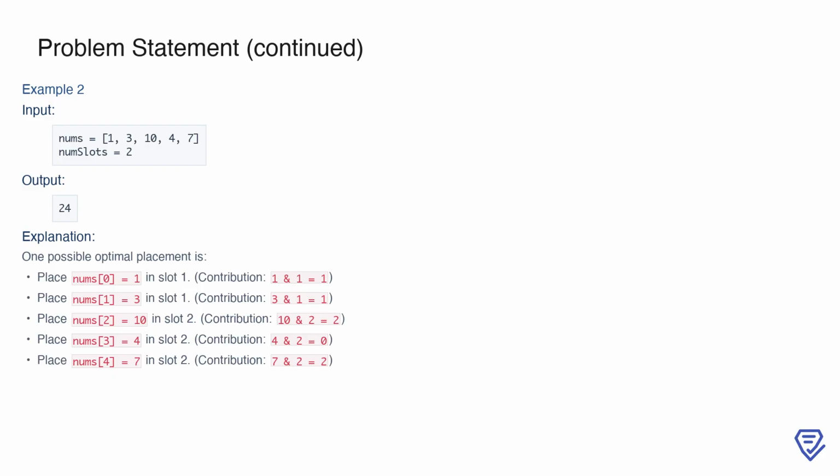One optimal way to do this is by placing 1 and 3 in slot 1. The contributions are 1 AND 1 equals 1 and 3 AND 1 equals 1. Then, place 10, 4, and 7 in slot 2. Their contributions are 10 AND 2 equals 2, 4 AND 2 equals 0, and 7 AND 2 equals 2. Adding these up gives a total AND sum of 1 plus 1 plus 2 plus 0 plus 2 equals 24, which is the maximum possible for this configuration.